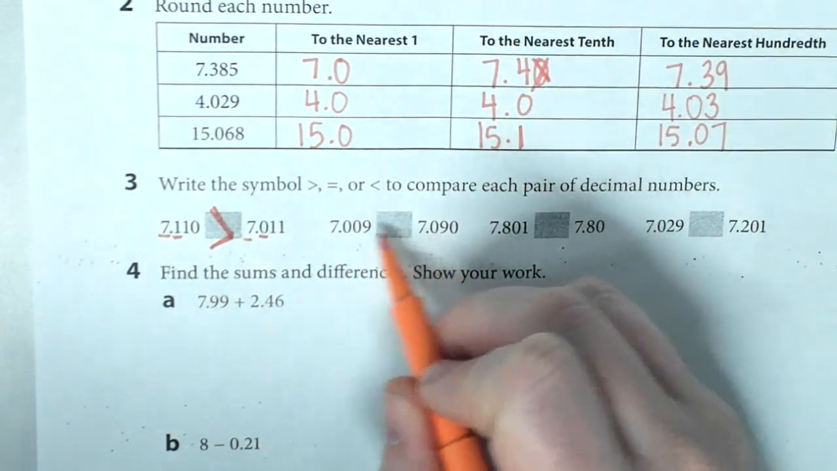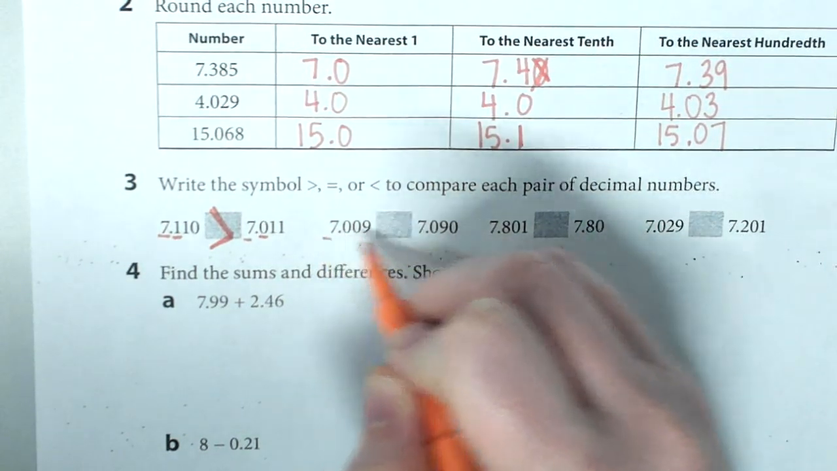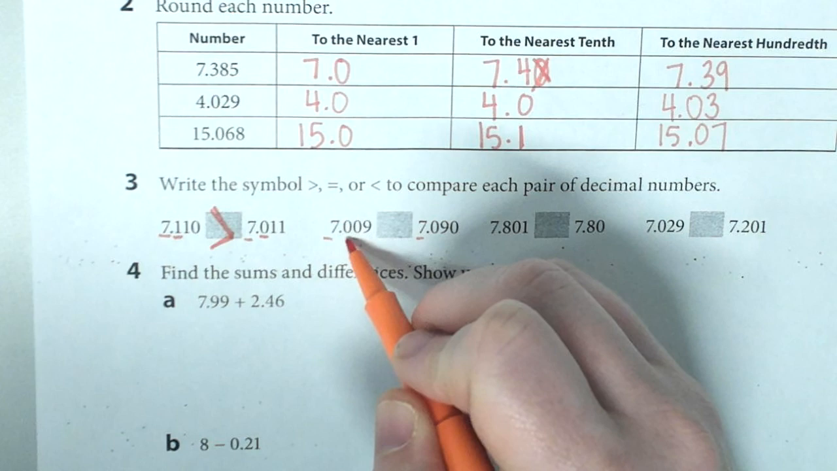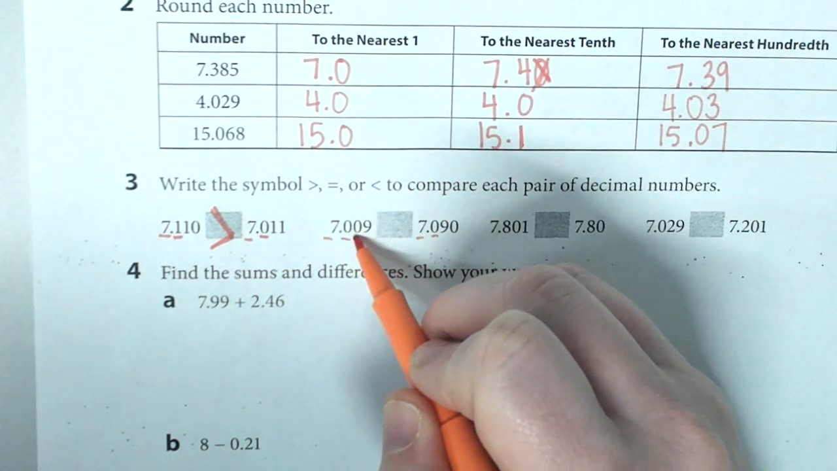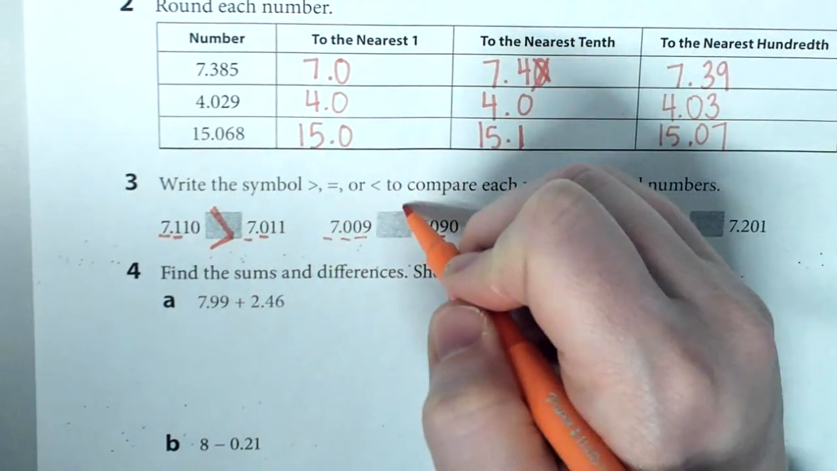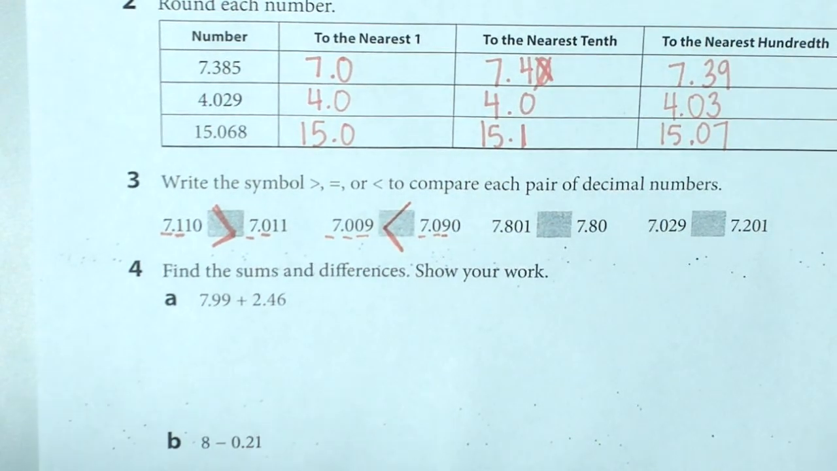Next one over here, make sure that they're balanced out with digits. Looks good. Then I start at the beginning, they both have 7s. Then I go to the next spot, the tenths, they both have 0/10, so they're the same. Hundredths, this one has 0 hundredths, this one has 9 hundredths. 9 hundredths is bigger.